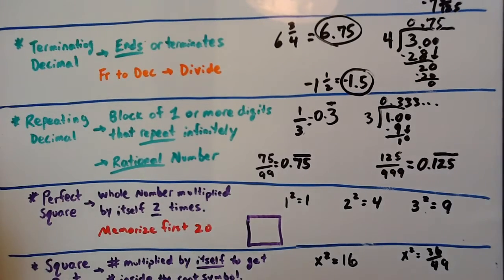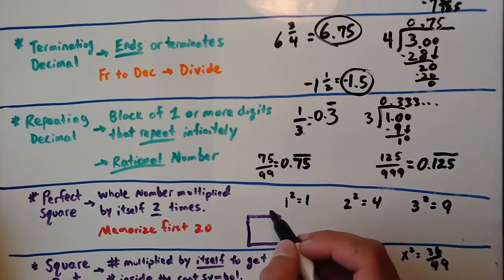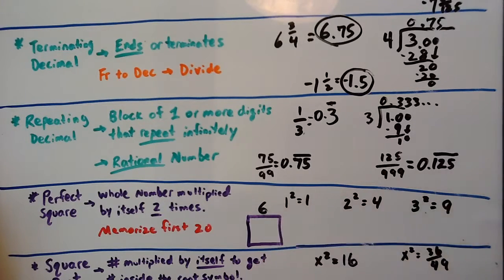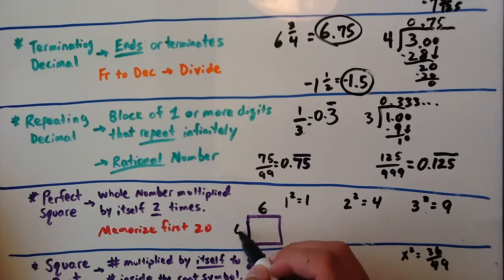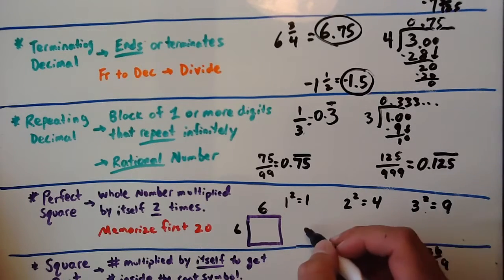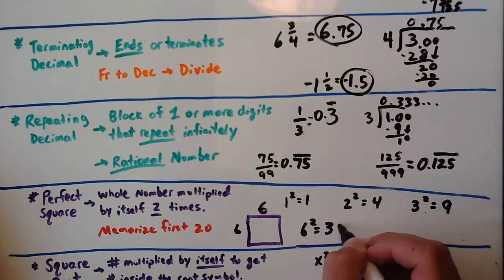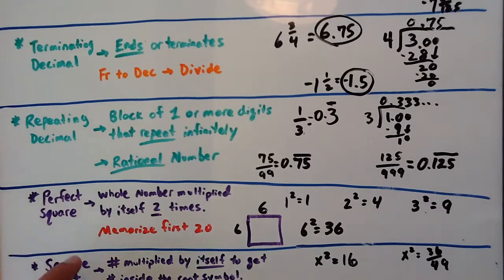So when you hear the term perfect square, think of a square. If you had a square, and of course all the sides of the square are the same, with sides of 6, how would you find the area of the square? Well, you would do this side 6 times this side 6, and 6 times 6, or 6 squared, would be 36. We are going to memorize the first 20 perfect squares.